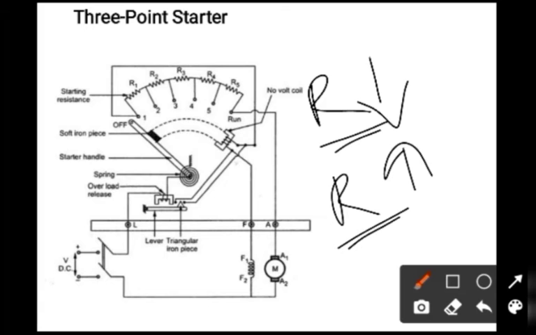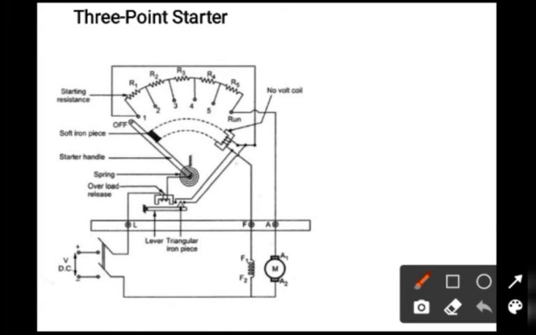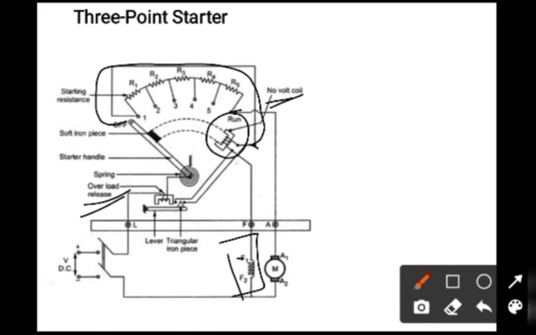Now we will see the function of the overload release coil and the NVC coil. Firstly we will see the function of the NVC coil in the 3-point starter. This NVC coil has two ends. The first end is connected to stud number 1. When the handle is at position number 1, the field winding is directly connected across the supply, and the other end of the NVC coil is connected to the field winding. Therefore when the handle is at position number 1, current starts flowing through the field winding.